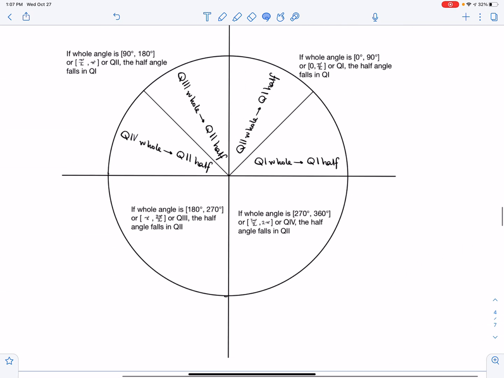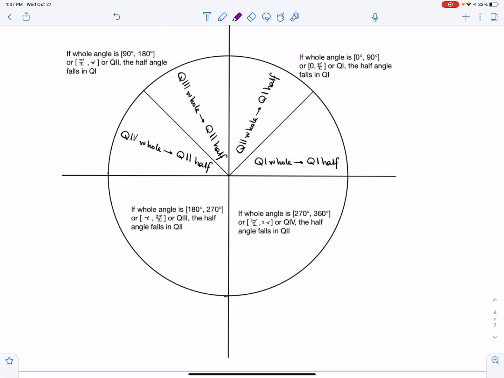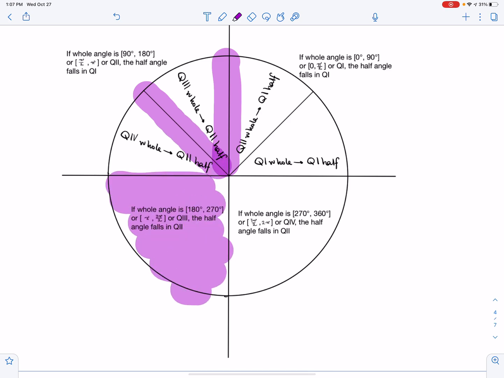So let's come back up to this graphic. And I want you to think about all of the quadrant 3 values. You have anything from 180 all the way up to 270. And if you think about half of any of those, half of 180 is going to be 90. And half of 270 is going to be 135. So if I take half of any angle in this third quadrant, I'm going to land in the second quadrant, really in the first half of the second quadrant.